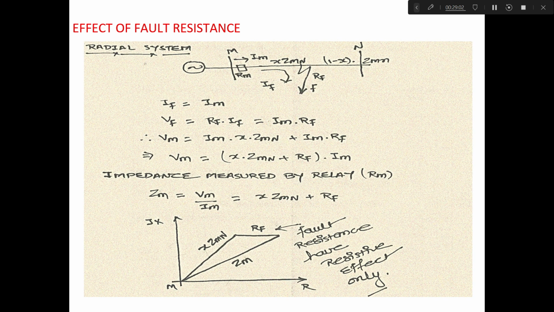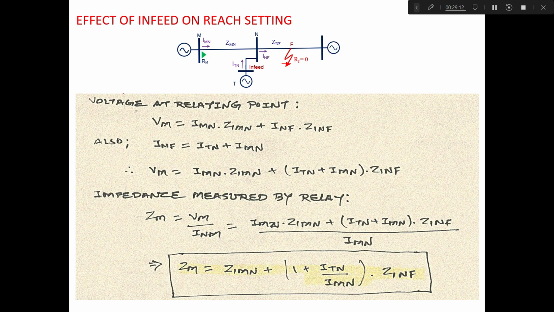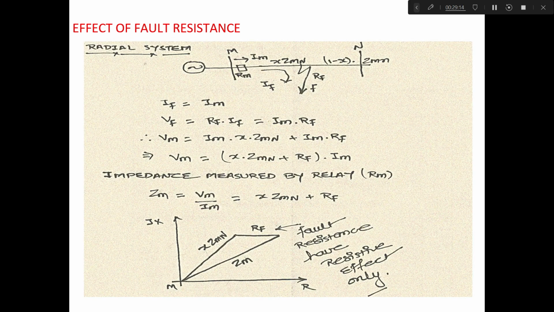Now the effect of fault resistance. We have already discussed the effect of fault resistance earlier, but now we will discuss it in more detail. This is the same picture that I was using over here. Two buses, M and N, I have shown over here, bus M, bus N. The relay at bus M is Rm. The impedance up to this fault point of the transmission line is X times Zmn, and the remaining impedance is (1 minus X) times Zmn.